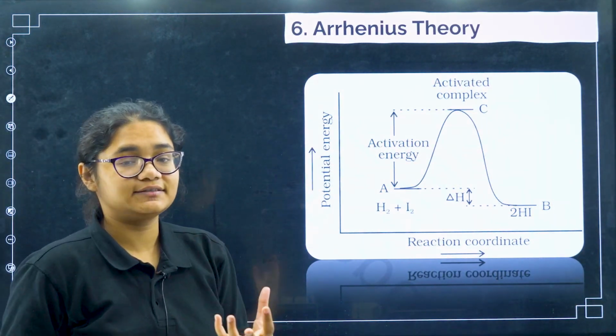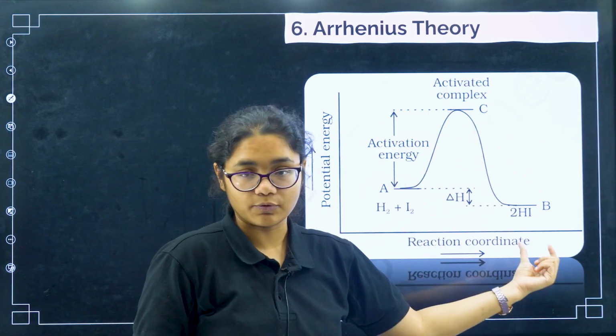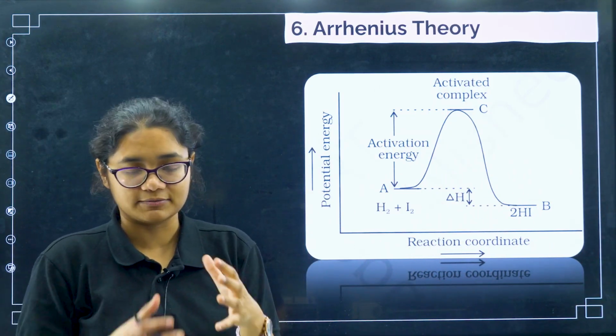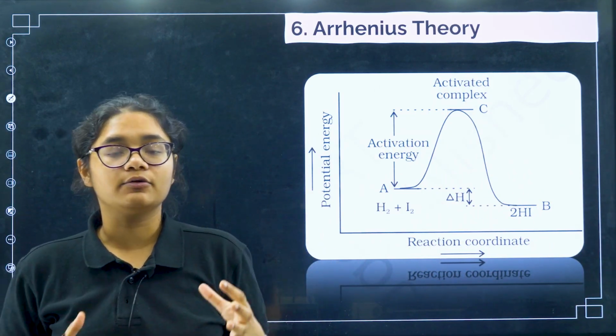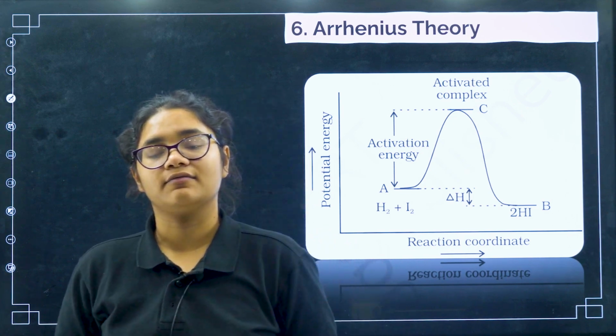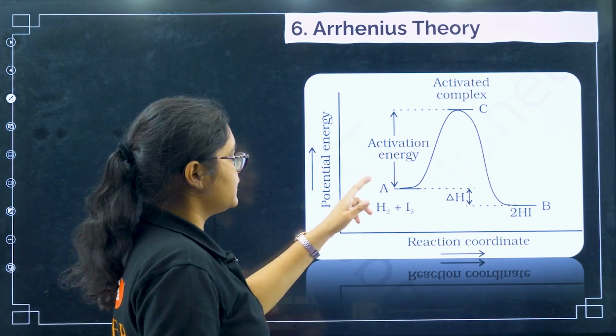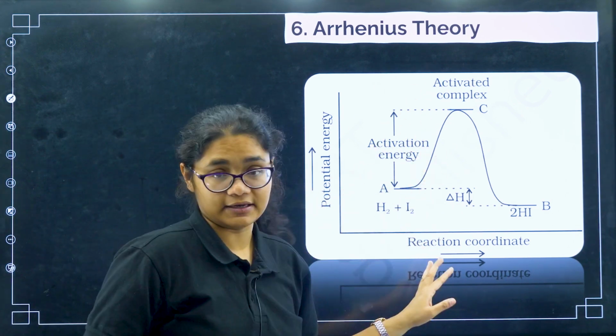Next, Arrhenius theory. See, Arrhenius theory says that reactants get converted to products through an activated complex, means first reactants are converted to an activated complex and then they are converted to the products. So that is why this is the graph for Arrhenius theory, okay.